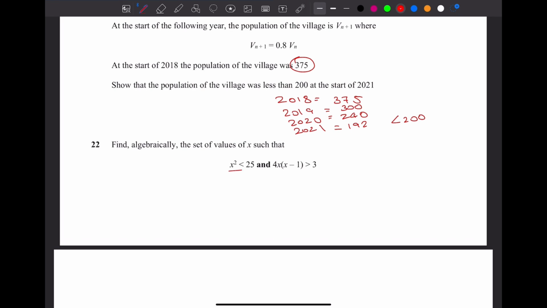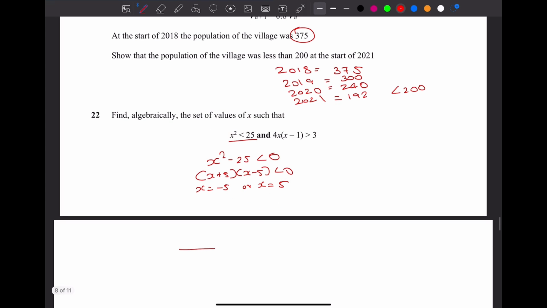This one, how do you solve this? Bring it to the left hand side. X squared minus 25 less than 0, because they have to solve a quadratic, remember. The difference of squares: x plus 5, x minus 5 less than 0. So x is positive 5 and negative 5. Positive 5 is here, negative 5 is here. Circle, circle, do not shade the circle, they join in like that.